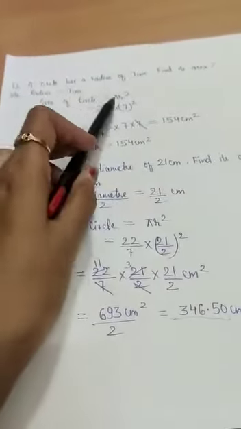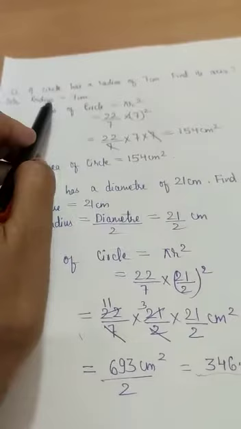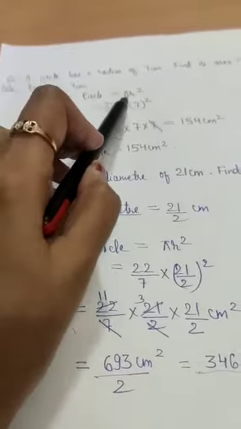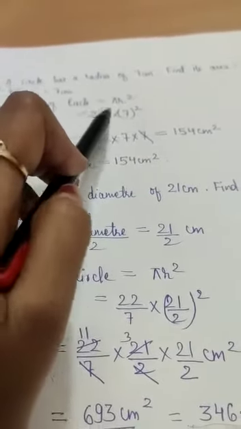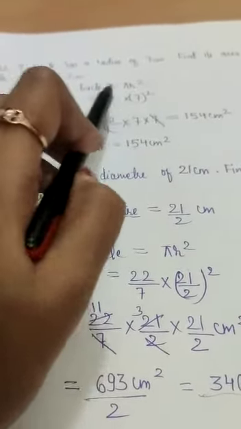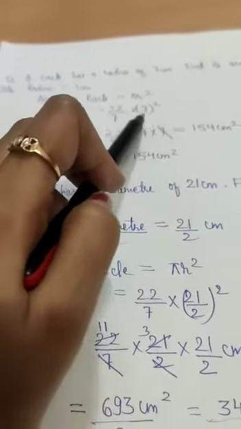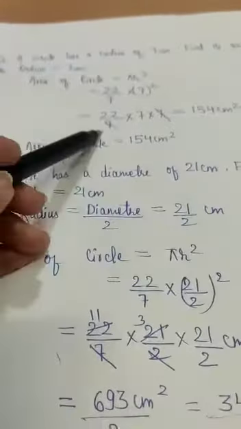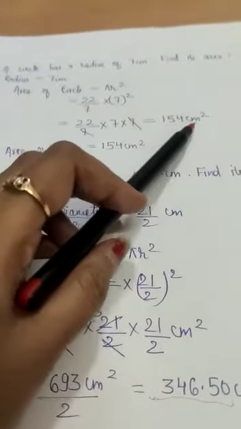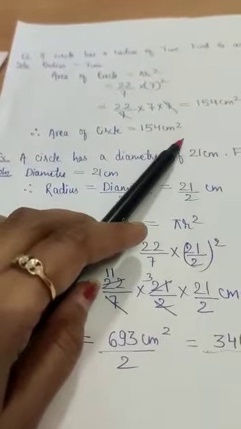A circle has a radius of 7 centimeter. Find its area. Now what we have is the radius, that is 7 centimeter. Now the area of a circle is given by pi r square. Pi's value is 22/7 into radius. How much radius is given? 7 centimeter. So we put the value of radius. Now after solving this, we will get the answer as 154 centimeter square. Hence the area of the circle is 154 centimeter square.